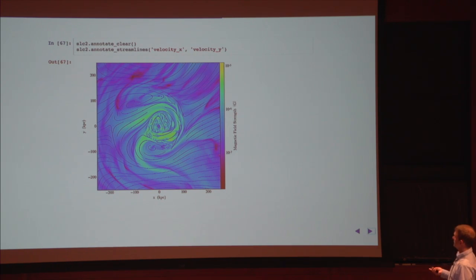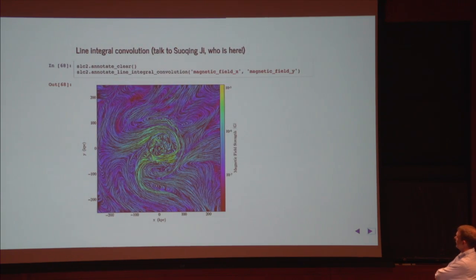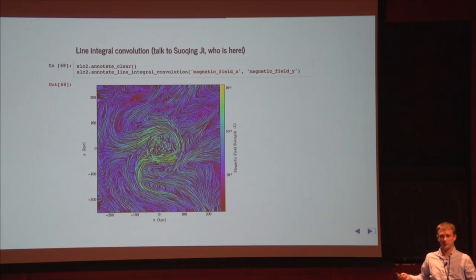But the next slide is something that Soqing added to YT. I think this is really cool. You should ask him about it. These vector and streamline representations of vector fields don't necessarily always do things such justice because by definition they're coarse, right? You don't always get a really fine-grained representation of what's going on with the vector field. So he added a line integral convolution. So this is a line integral convolution of the magnetic field, and you can see the more detailed structure of the magnetic field, at least in this plane right here.